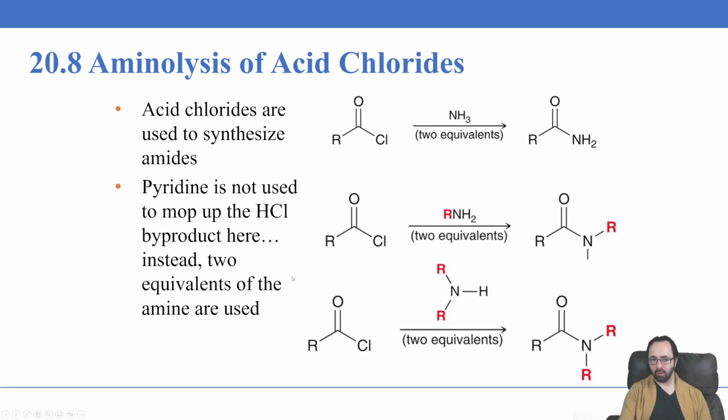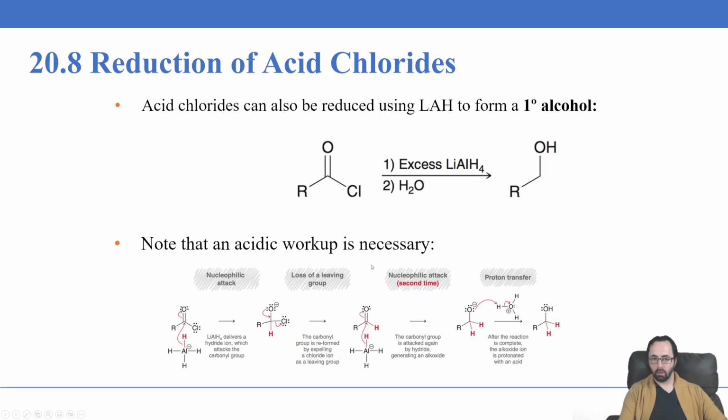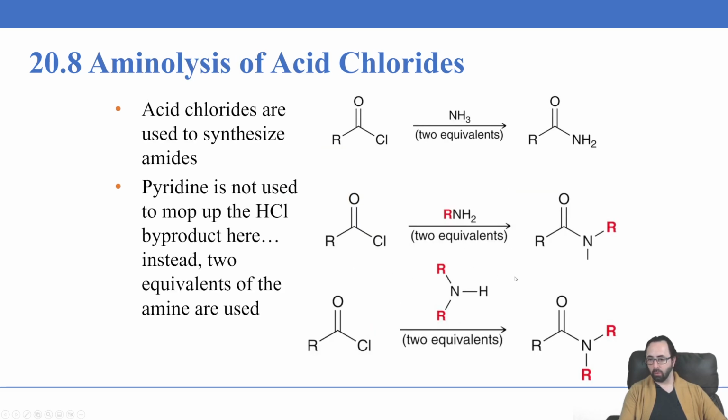Pyridine is not used in this case. Instead, we use an amine because an amine is also a base. So we just have a second equivalent here to mop up the proton at the end. So it's a similar reaction. There's no difference in the mechanism. It's the same mechanism. We just don't need pyridine at the end. We already have amines that can grab the protons.